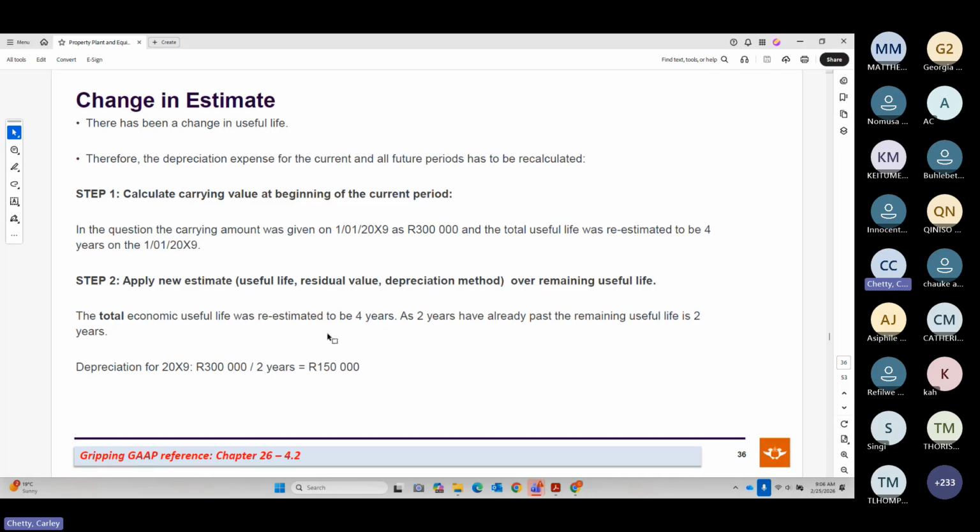So we need to work out what is the remaining useful life. So we take the total useful life of 4 years minus the 2 years that have already passed, and that is going to give us a remaining useful life of 2 years. So the depreciation for 20x9 is 300,000 divided by 2 years, and that will give us a depreciation for 20x9 of 150,000 Rand, okay? So based on the change in useful life, our depreciation for 20x9 is going to be 150,000.